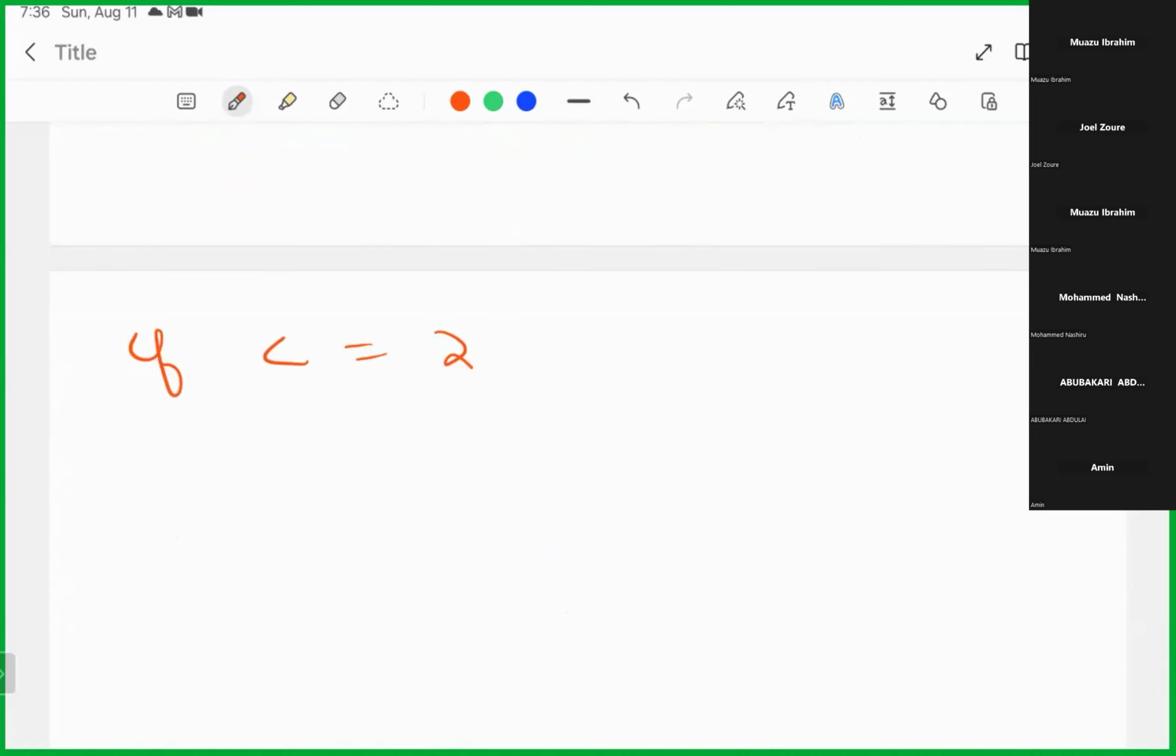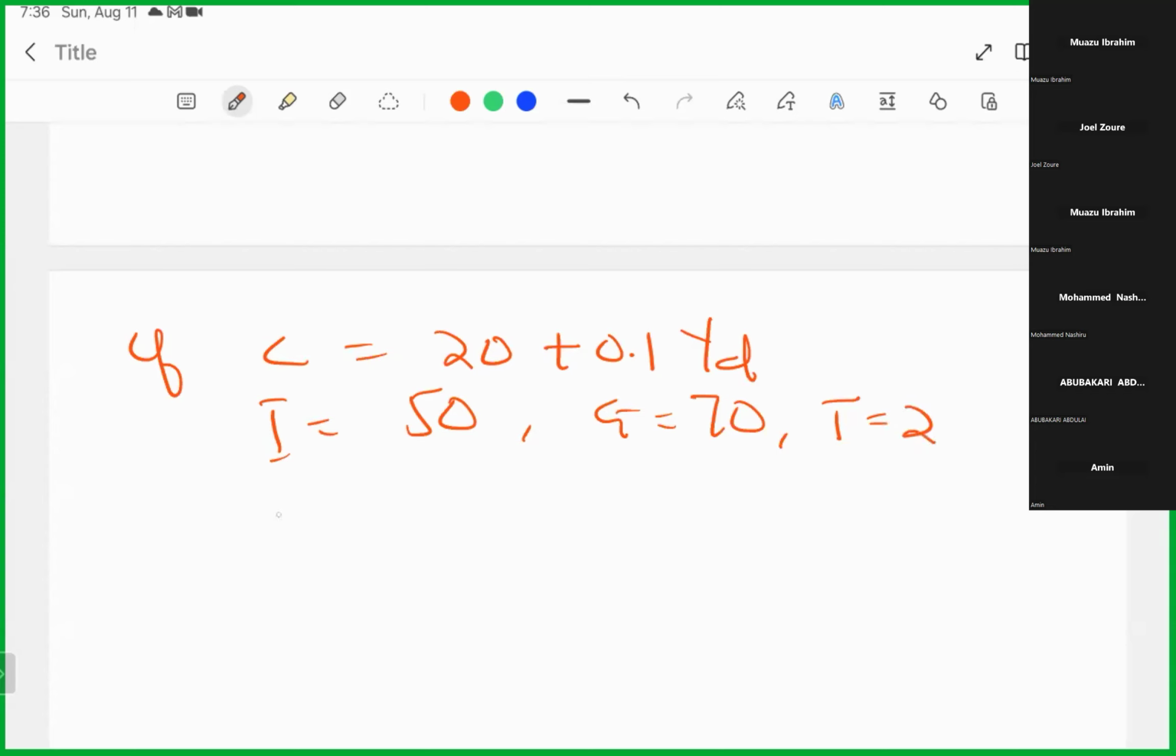Okay. So if C is equal to 20 plus 0.1 YD, investment is equal to 50, government expenditure is 70, and then we are saying tax is equal to maybe 2.